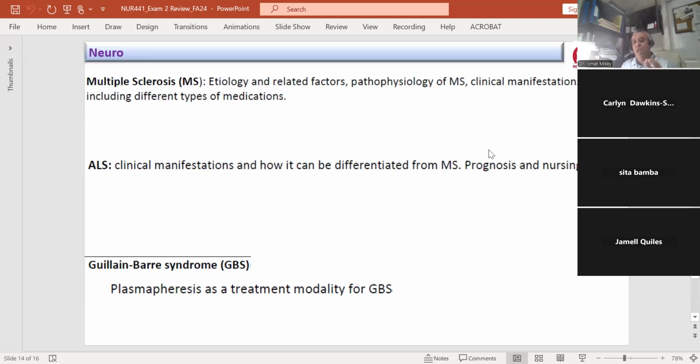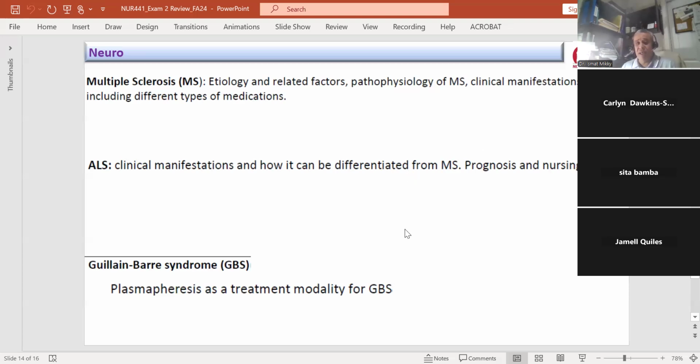ALS, and I think not much beyond what we said in class, because we covered that in more detail in terms of life expectancy and respiratory problems. They usually tend to die from respiratory failure. It affects the motor and not the sensory, so cognitively they are intact. That's what we said in class.